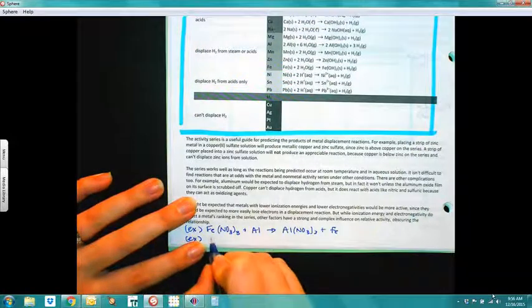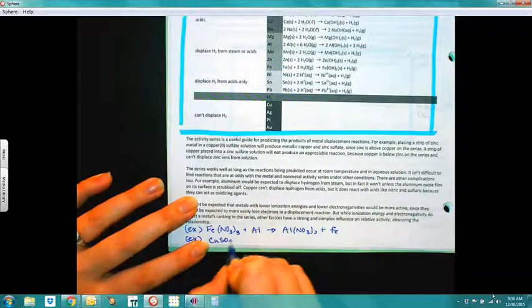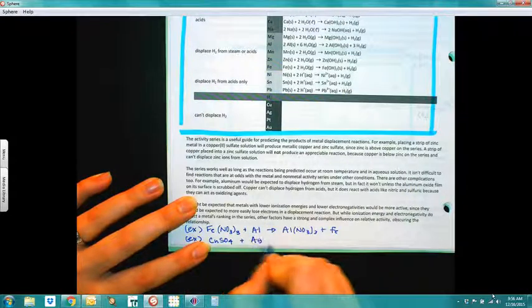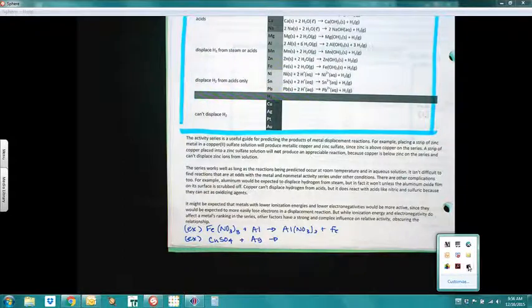Let's say we have copper sulfate with silver. Okay, in your groups, go ahead and determine whether or not there will be a reaction and why. Okay, so we're trying to determine if silver can come in and outdo copper.